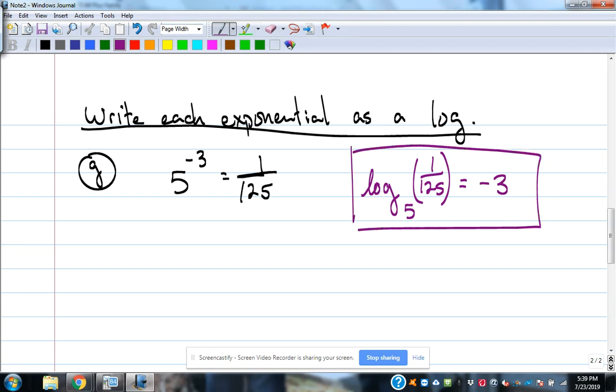The base of the exponential is the base of the log. The exponent is what the logarithm is equal to every time, always, never changes. And then whatever's on the other side, that's what you're taking the log of. Those are always going to match up in that way.